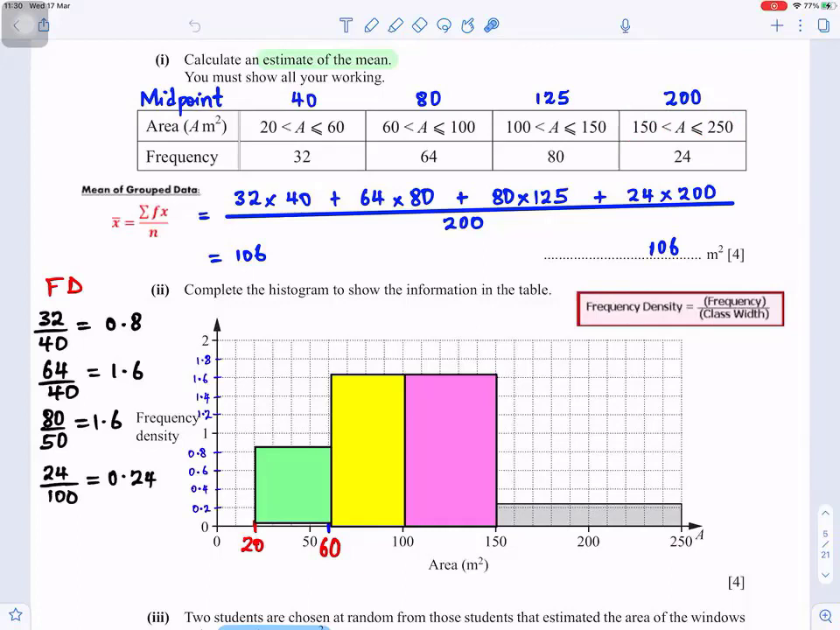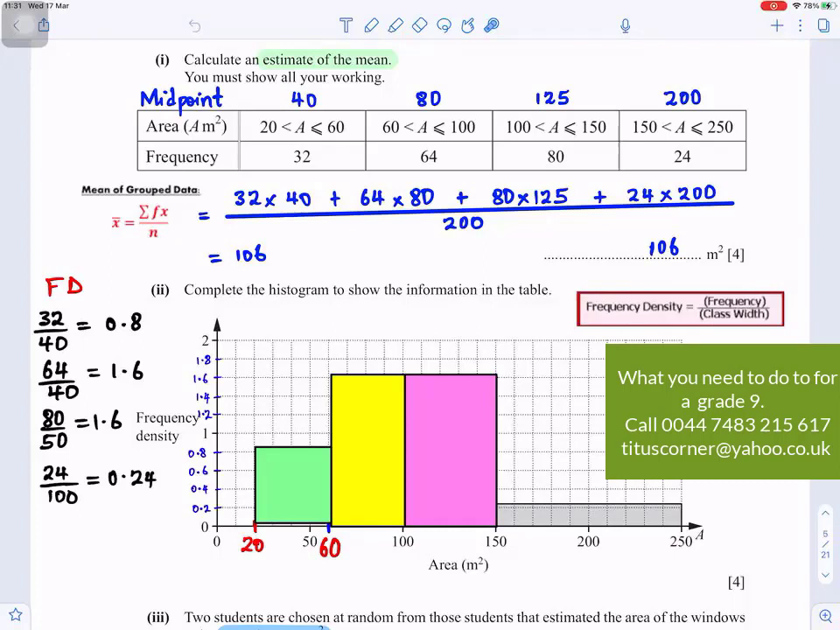To find the mean for grouped data, I put the formula on the left-hand side. That's another formula you need to remember for your exams. This symbol means sum, add them up: the sum of f times x, divided by the total. The frequency is 32 and the midpoint is 40, so 32 times 40, plus 64 times 80, plus 80 times 125, plus 24 times 200. We add them up and divide by how many there are. There's 200 of them, and that gives you 106 meters squared.